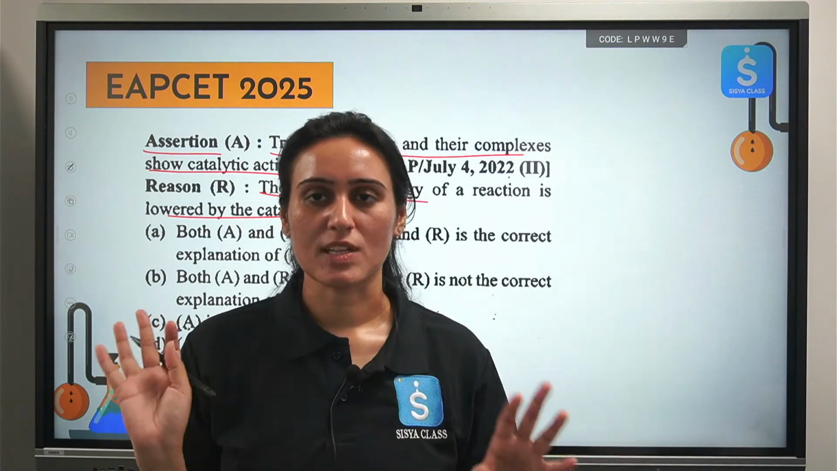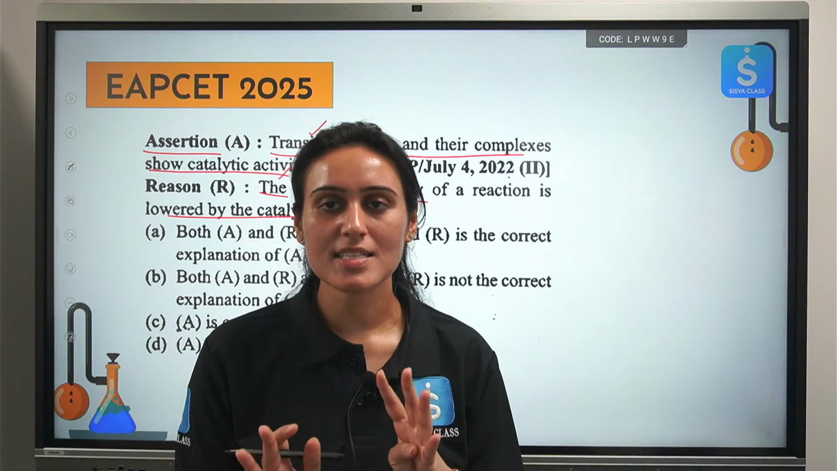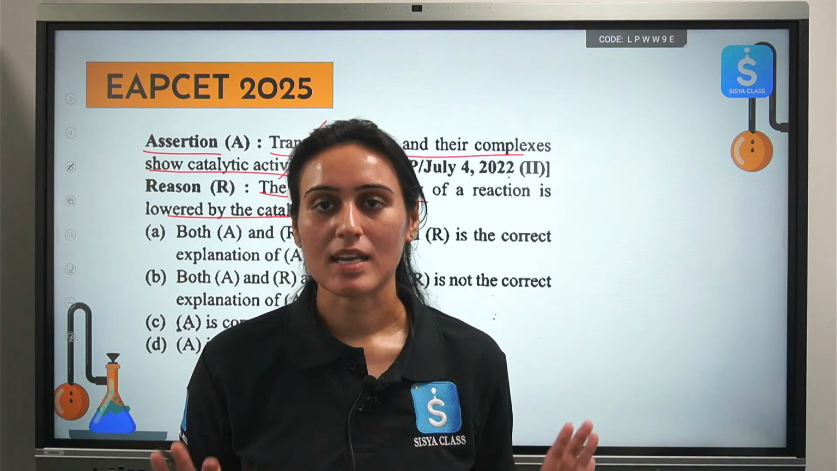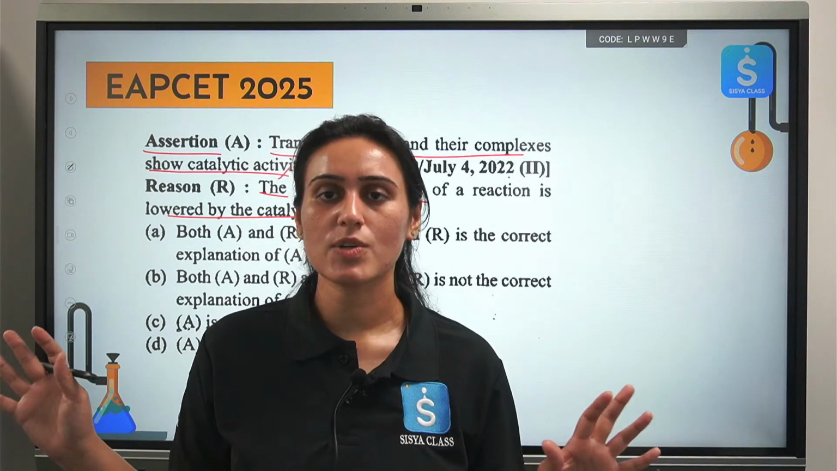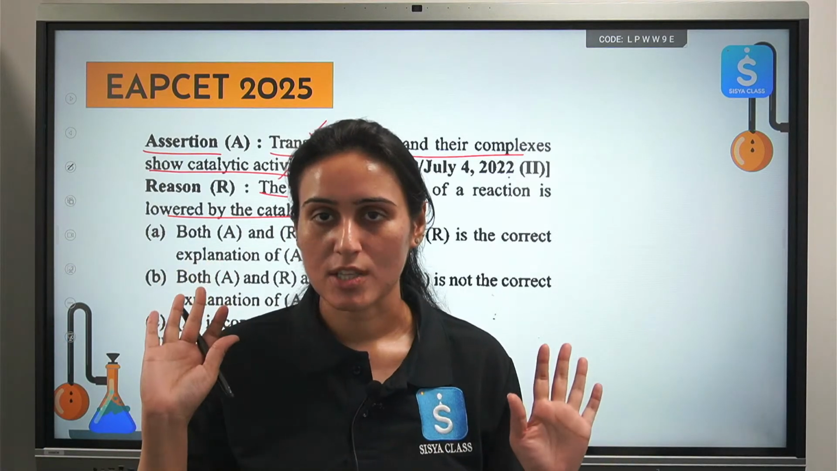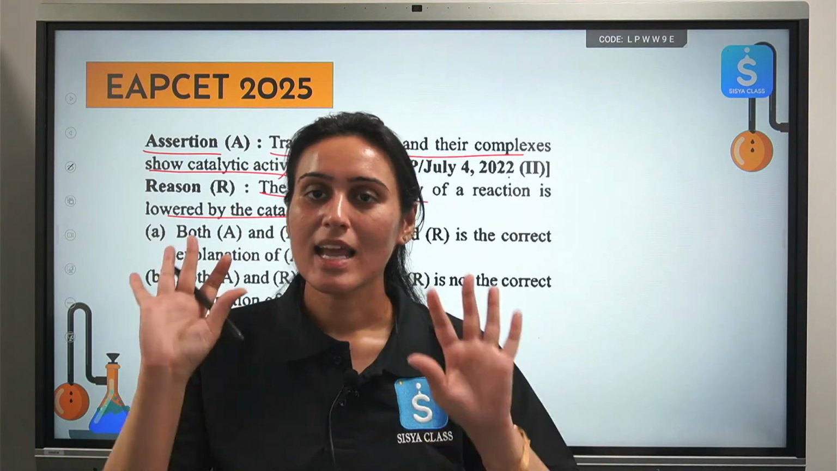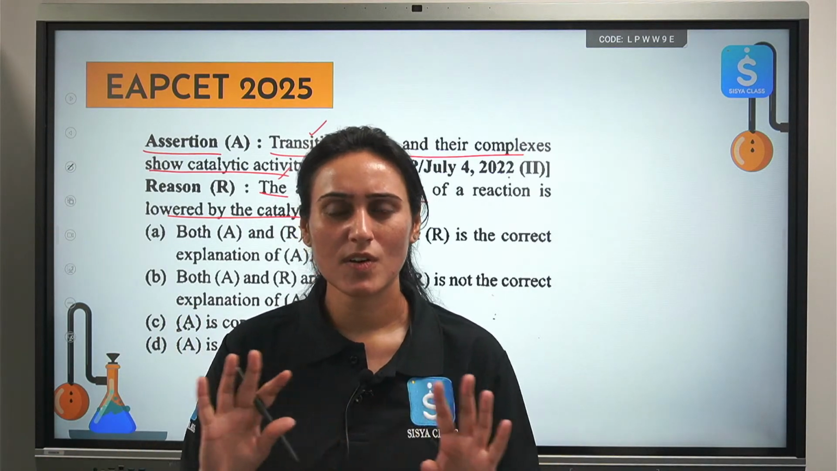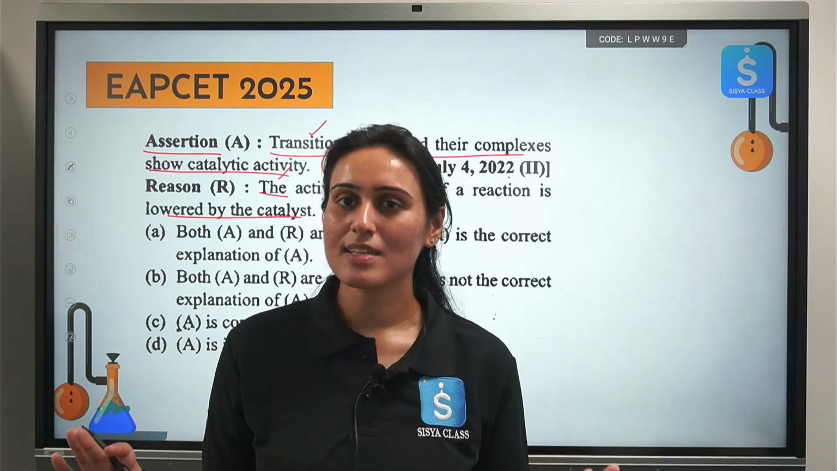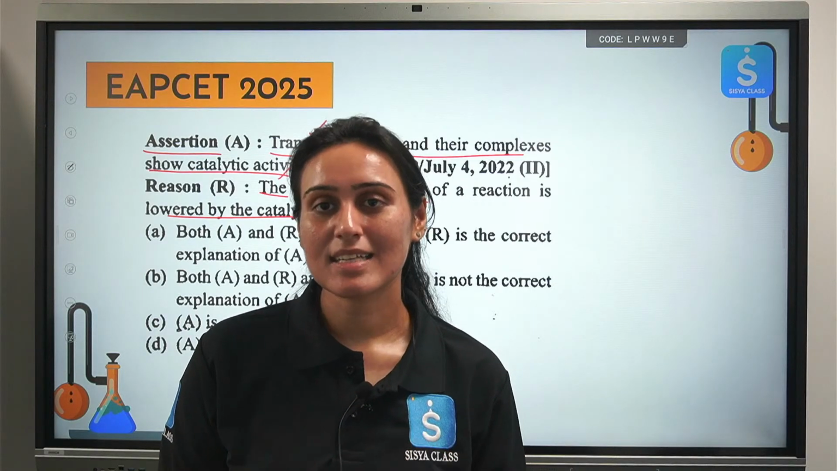Read them individually. First read assertion. If you read assertion, what can you say about it? Is it a true or false statement? So it is a true statement. Yes, transition elements, they show catalytic activity. Leave assertion now. Read the reason as an individual statement. Okay, don't try to relate it to assertion right now. Just read the statement and try to identify, is the statement correct or not?